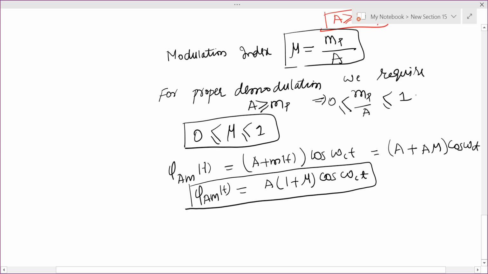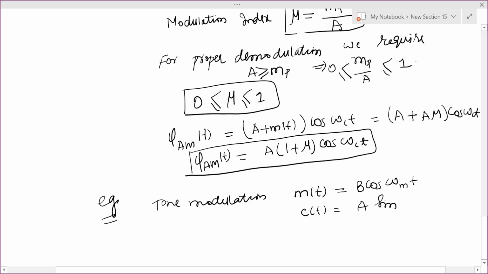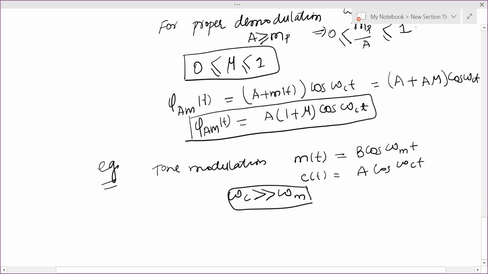Now we will give an example that will make it more clear of something called tone modulation. What is tone modulation? It's a case where the message signal is also a cosine signal. Suppose m of t is equal to b cos omega mt, and your carrier signal c of t is a cos omega ct, and this omega c is much greater than omega m. Omega m is just like an audio signal, one pitch of audio signal.